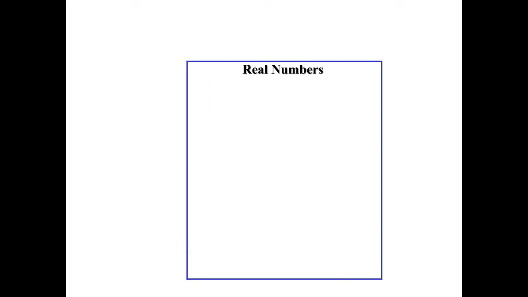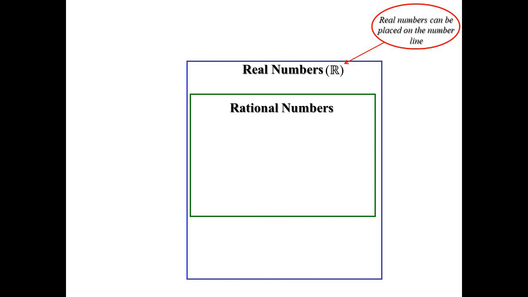All right, so let's look at our set of numbers. So we have the set of real numbers. That's what we've seen so far. All real numbers can be placed on the number line. If it can be placed on the number line, it's real, and our symbol is R. Now inside our real numbers, we have the rational numbers, symbolized with Q, because remember Q stands for quotient.